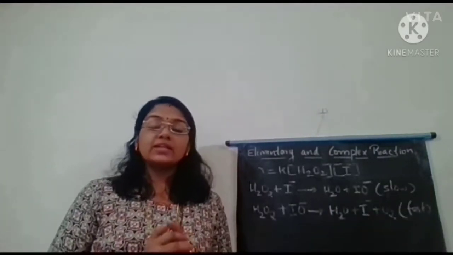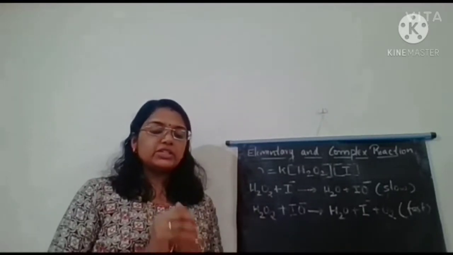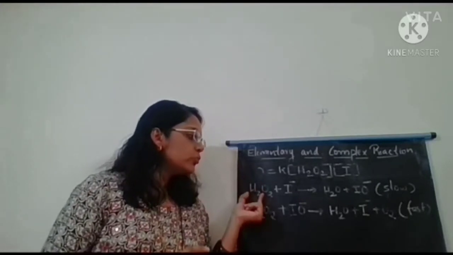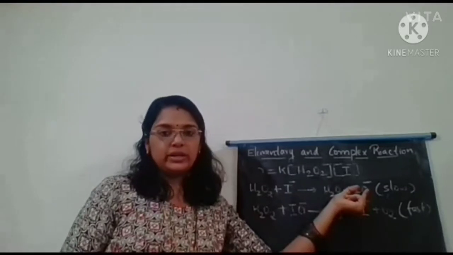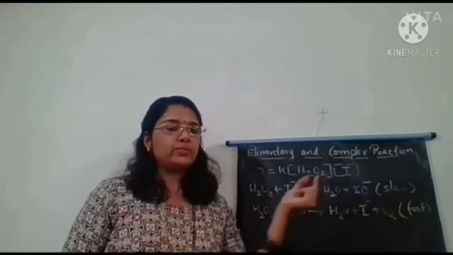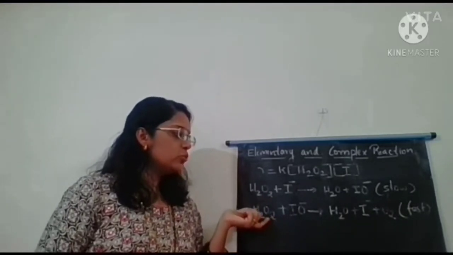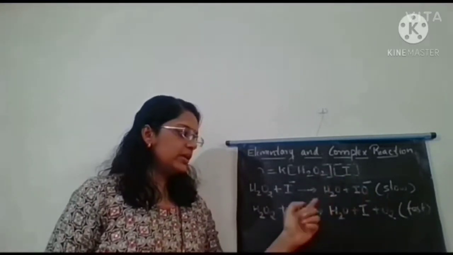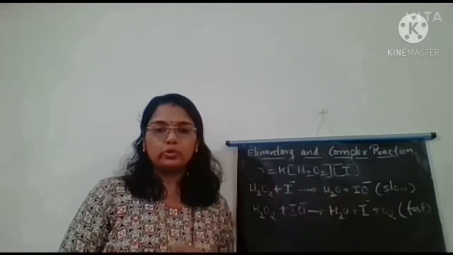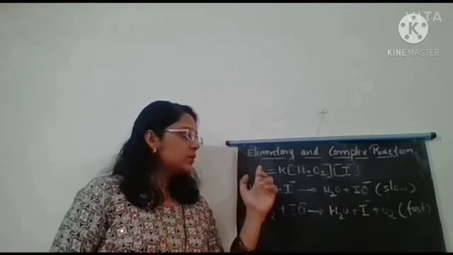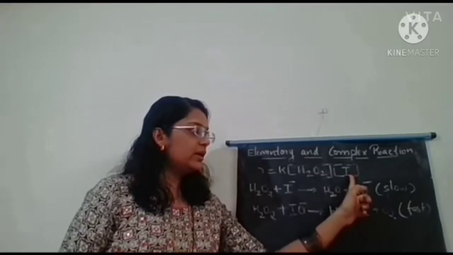That means this reaction is taking place in two steps. And when we look at the mechanism of that reaction, it is found that H2O2 on reacting with I negative gives H2O and IO negative, and that is a slow step. And the second step involves a fast reaction, that is the reaction between H2O2 and this formed IO negative, and it results in the formation of water, I negative and O2. So when we look at the rate law, it is found that it depends upon the concentration of H2O2 and I negative.